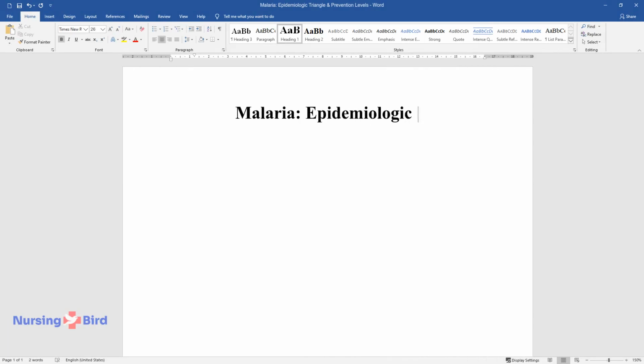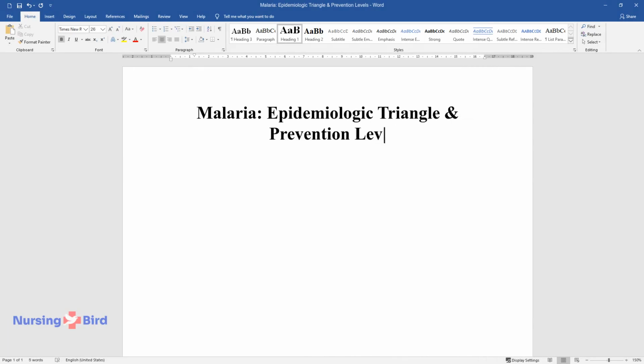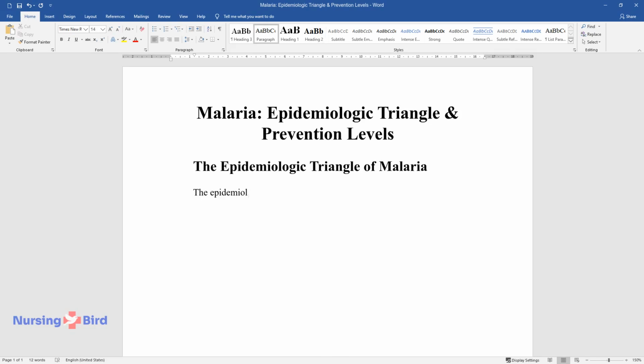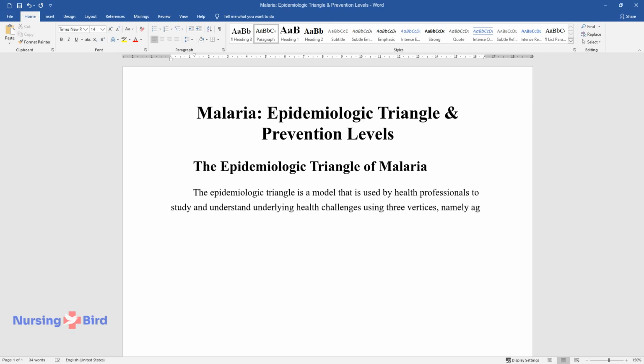Malaria, epidemiologic triangle and prevention levels. The epidemiologic triangle of malaria. The epidemiologic triangle is a model that is used by health professionals to study and understand underlying health challenges using three vertices, namely agent, host, and environment.